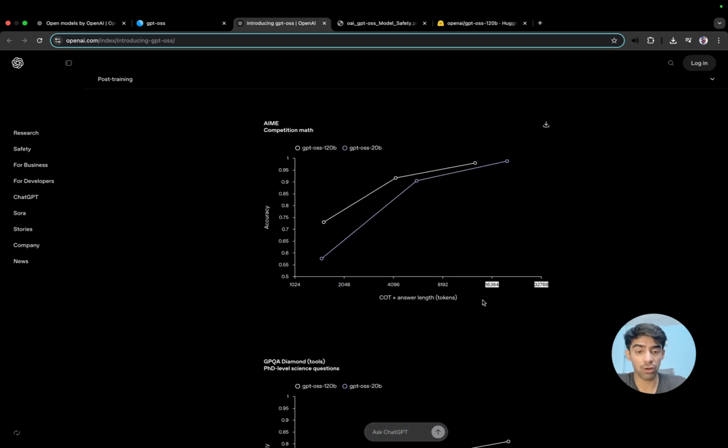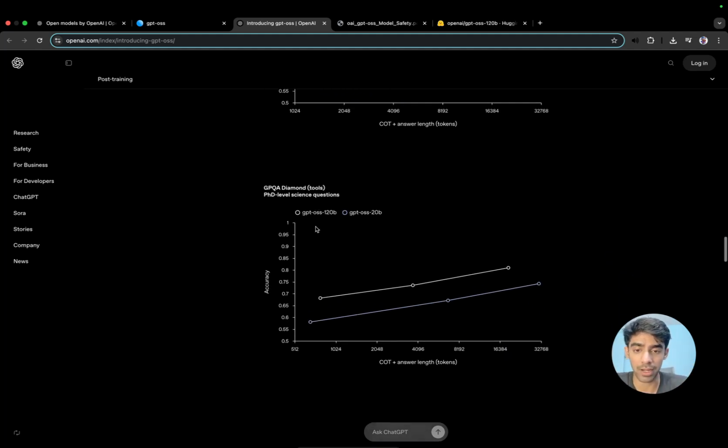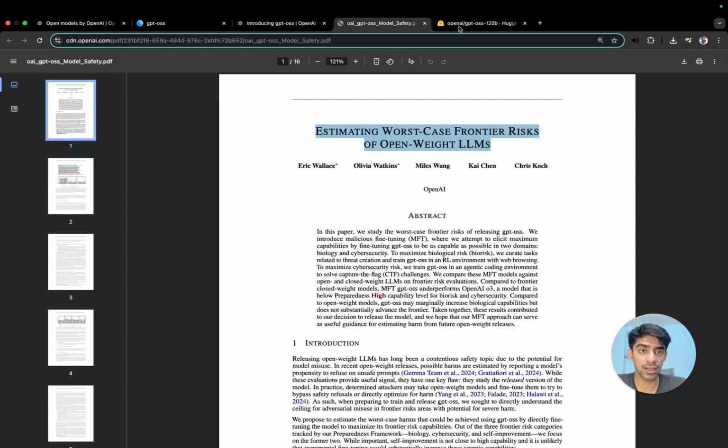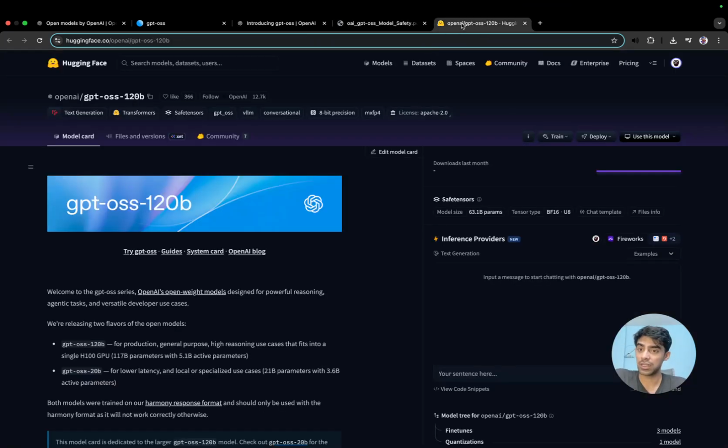Now the chain of thought plus answer length tokens: you'll see GPT OSS 120 and 20 billion have a significant difference in accuracy, right? From the very first look at the graph, you can see 120 billion is obviously going to outperform 20 billion, and it will require less thinking as it is a smarter model compared to the 20 billion parameter model. So yeah guys, you can go and try this here, and if you have sufficient RAM and GPU access, definitely, here's the open source model from OpenAI.